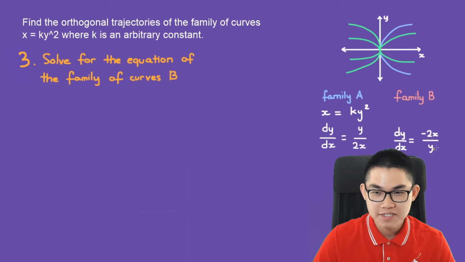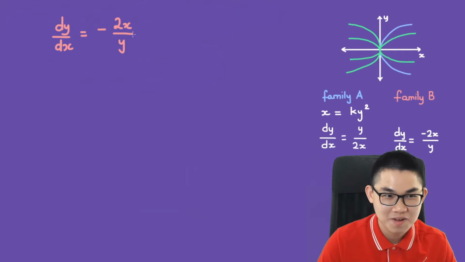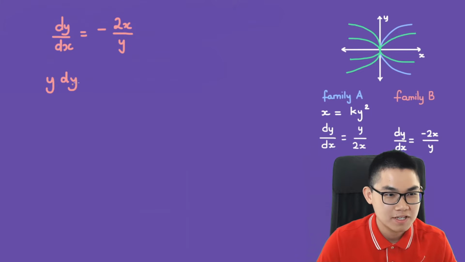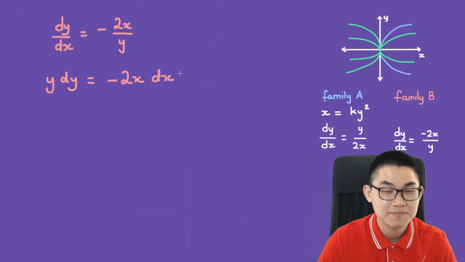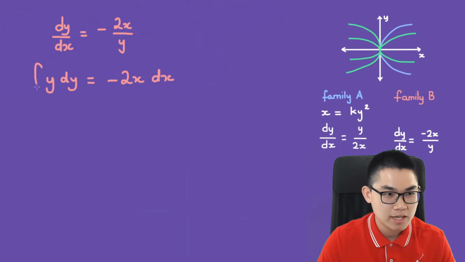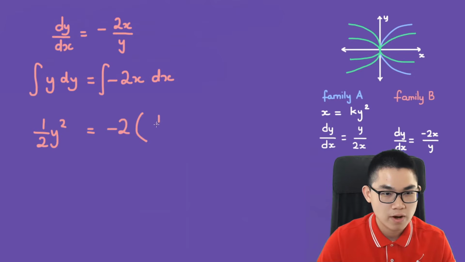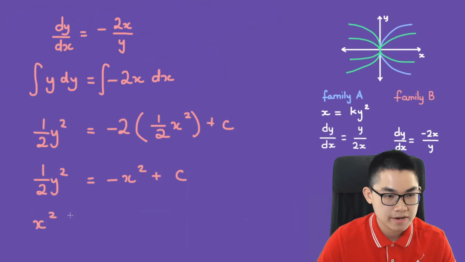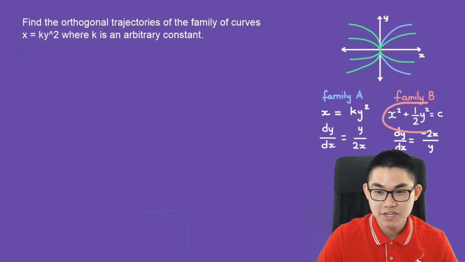We have the dy over dx for family B, and the third and last step is to find the actual equation for family B. From this equation, what we want to do is move all the x's and y's to each side. Now we have y times dy is equal to negative 2x times dx. What I just did here is multiply both sides by dx and then multiply both sides by y. We're going to integrate both sides, and we have 1 over 2 times y squared is equal to negative 2 times 1 over 2 x to the power of 2 plus c. So we have 1 over 2 times y squared is equal to negative x squared plus c. So we have x squared plus 1 over 2 times y squared is equal to c. And here is the equation for family B.